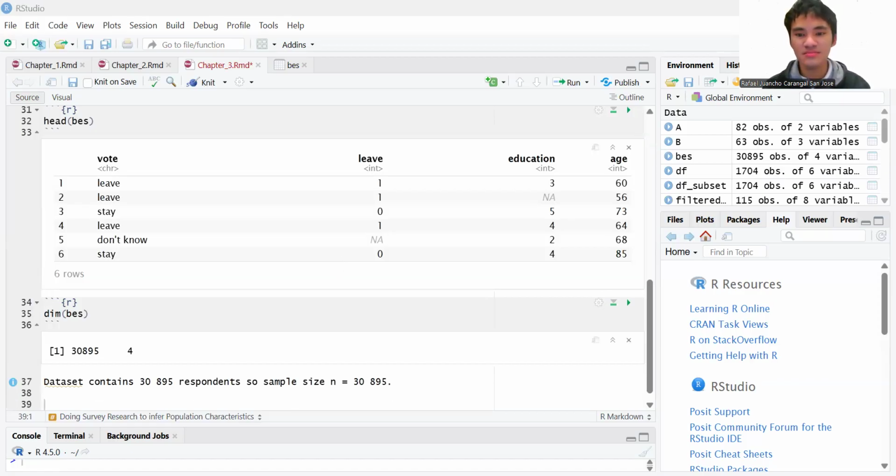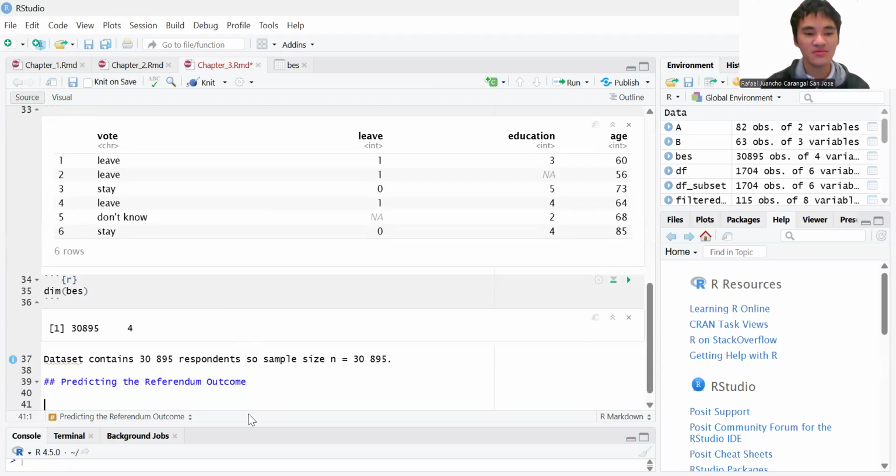Okay, now let's actually try to predict the referendum outcome. Are the UK people going to go out of the EU or not? How do we predict that? Well, we look at the demographics, right? So we estimate the proportions of eligible UK voters who were in favor of Brexit and opposed to Brexit at the time the survey was conducted.